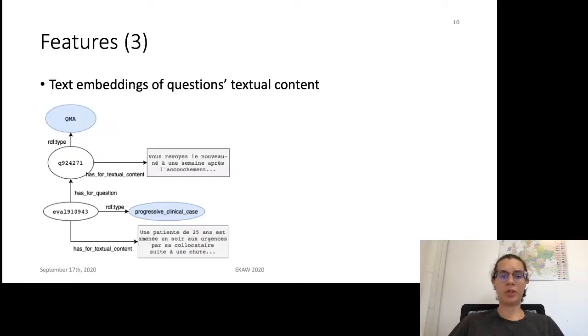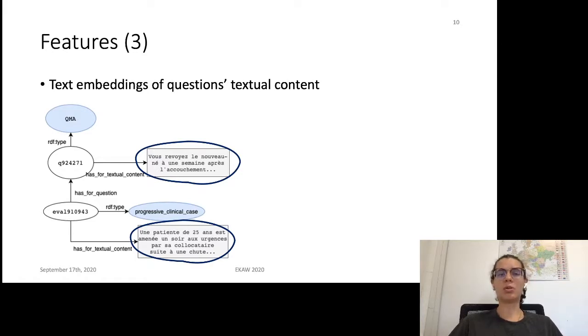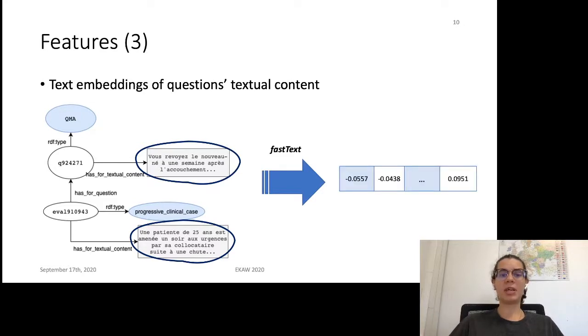The third group of features is the text embedding of the question content. We extracted from the OntoSIDES graph the textual contents of the question and the introduction to it. That is the text of the evaluation grouping together all the questions related to the same case. So we applied the fastText implementation of Word2Vec to obtain the embeddings of this text of dimension d equal 300.